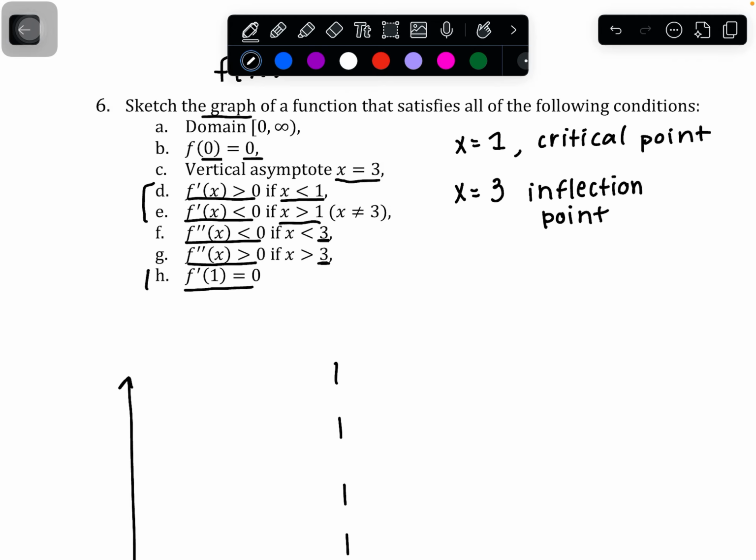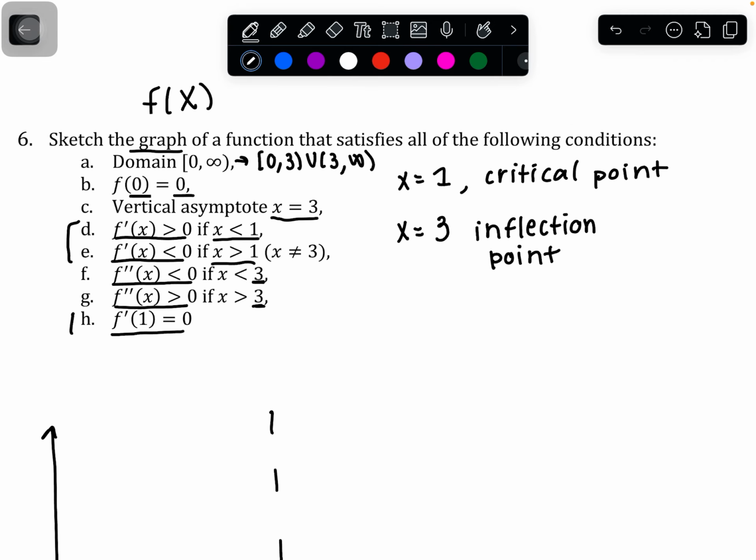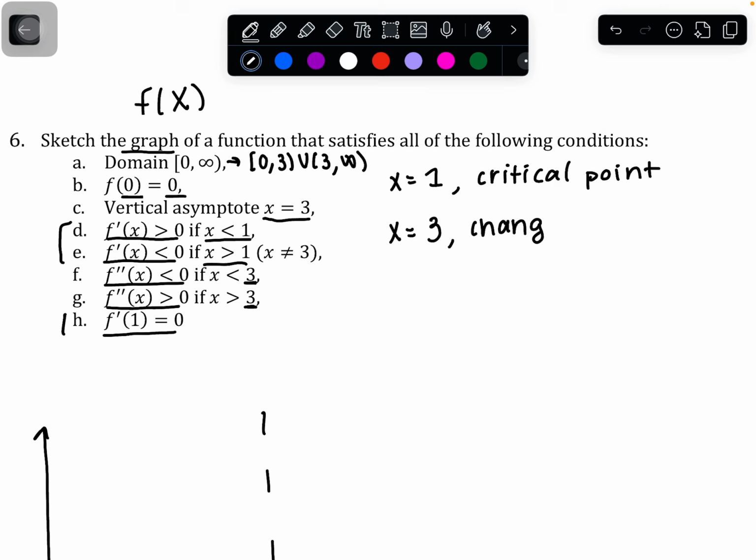Now I'm seeing a slight contradiction here, right? The domain is saying 0 to infinity. I think the domain here really should be this, because if you have an asymptote at 3, we have to be super careful. That means x equals 3 is not an inflection point, because an inflection point has to be in the domain. However, at x equals 3, we're still changing concavity. We just can't classify it as an inflection point. So yeah, there was some kind of contradiction between these two, but we're good.